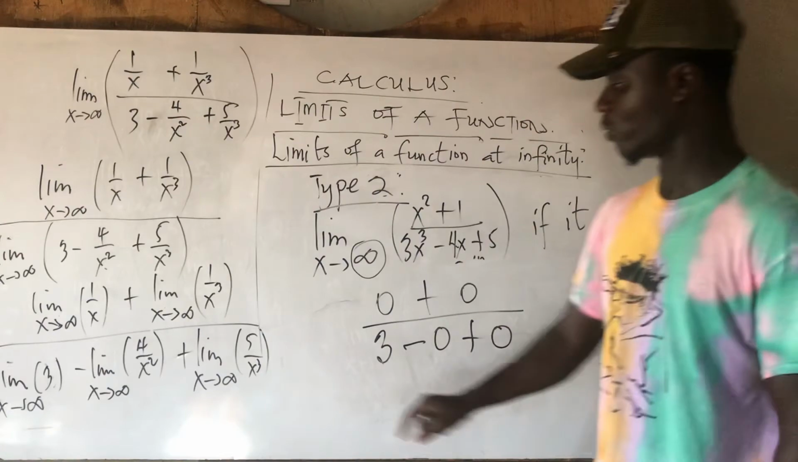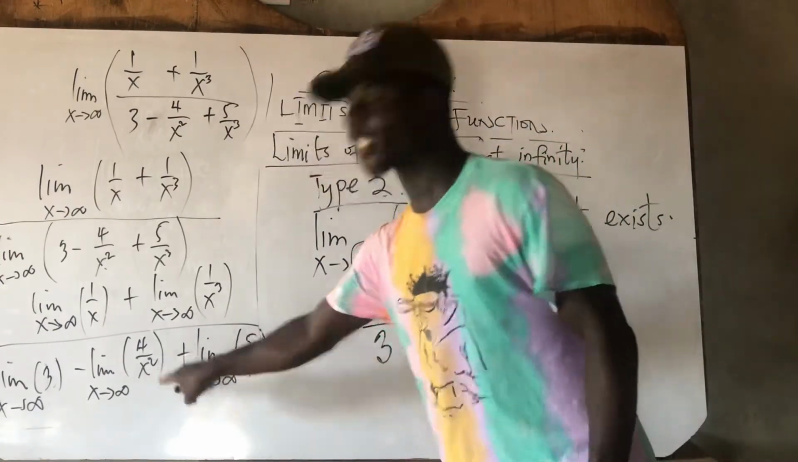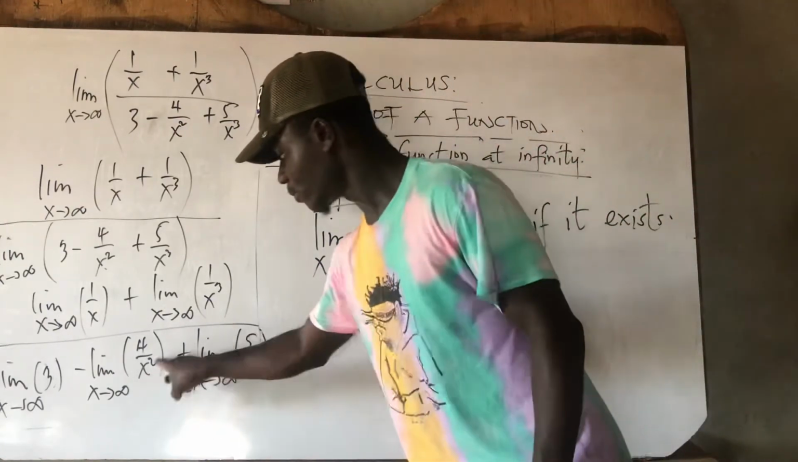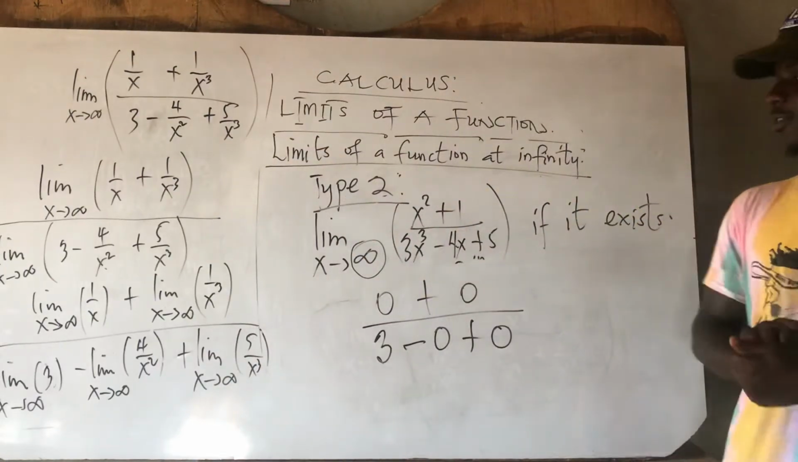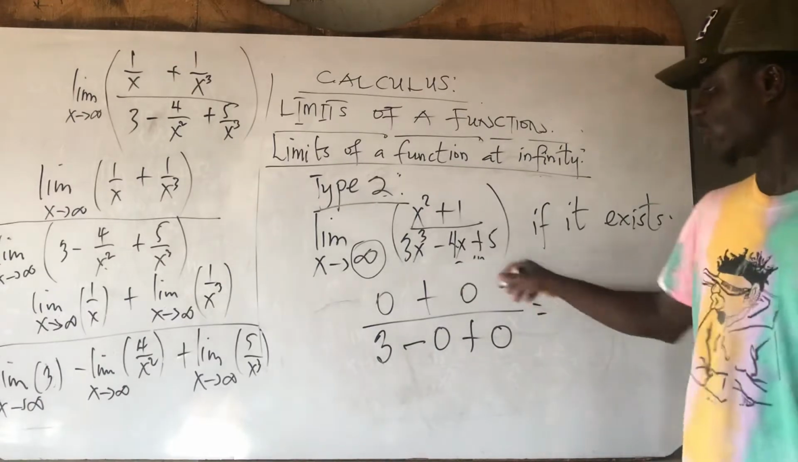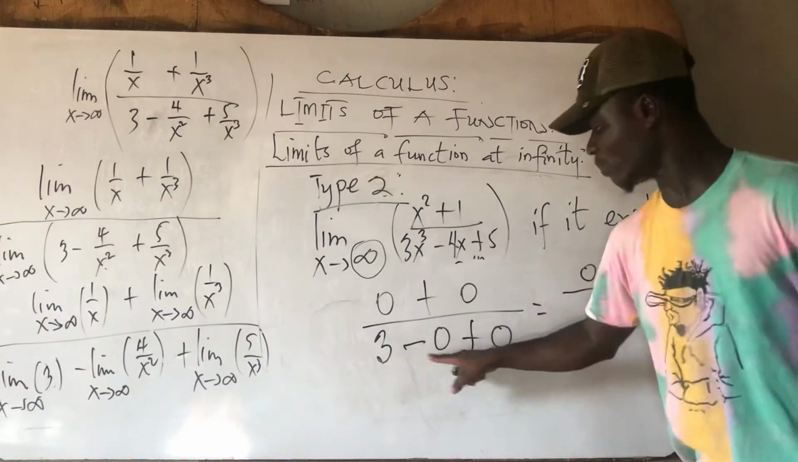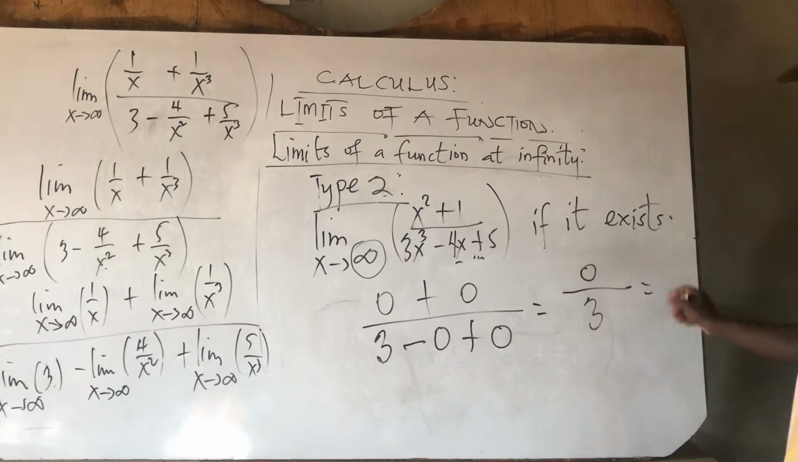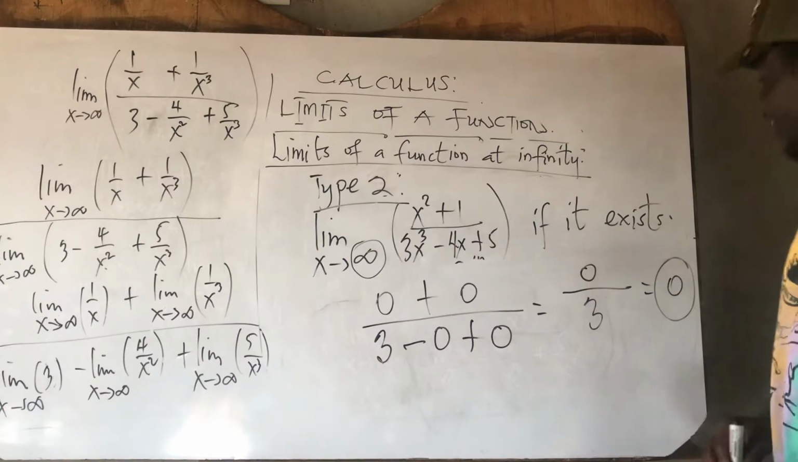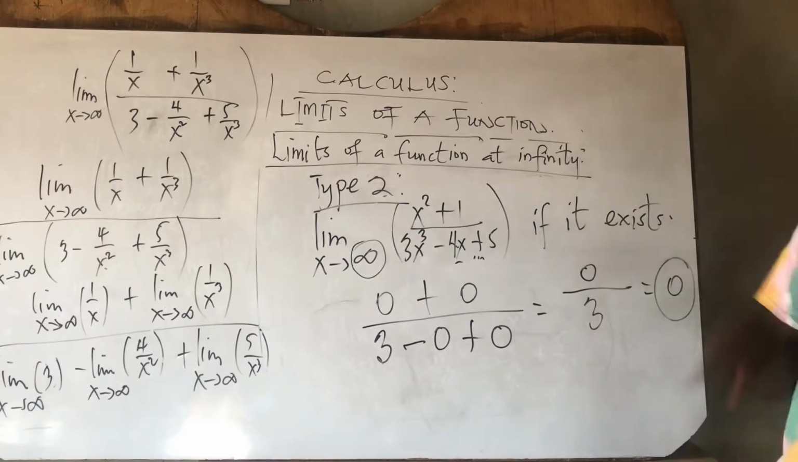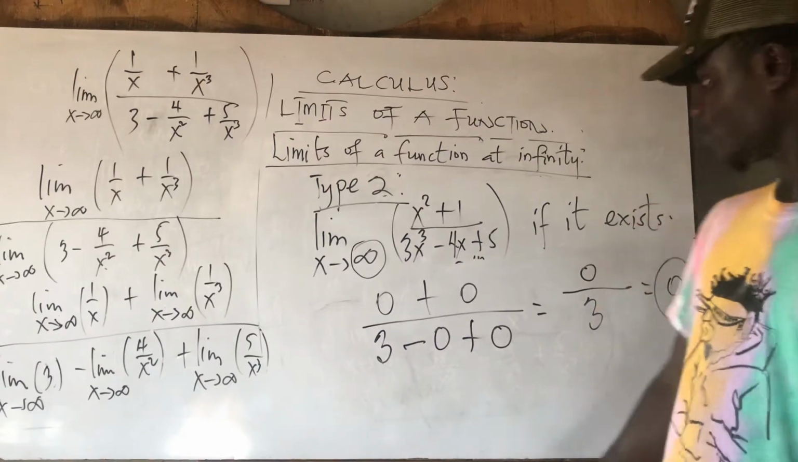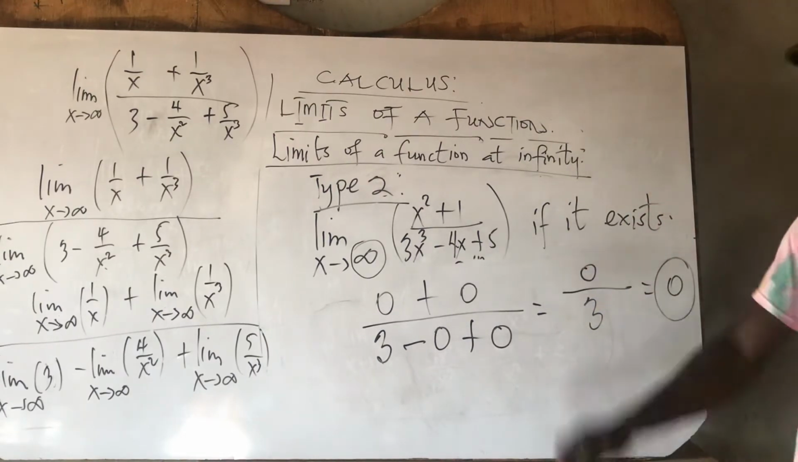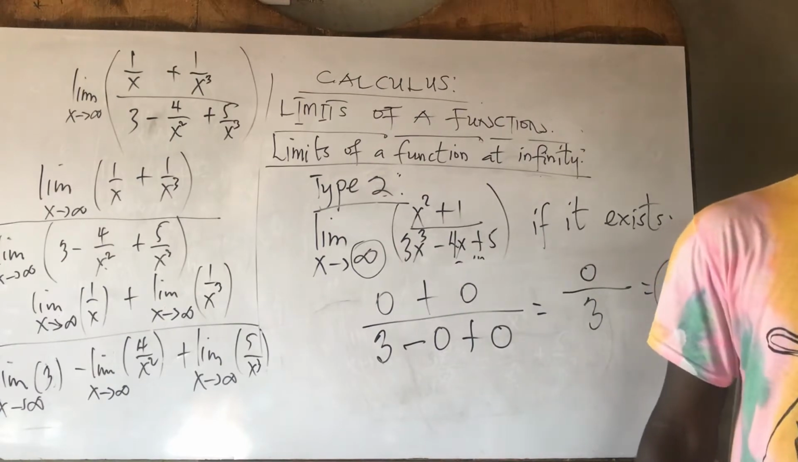We get 0. Because here is x cubed, here is x squared, an exponential function here. So the function will tend to 0. So we have 0 plus 0, which is 0, all over 3 minus 0 plus 0, which is 3. So we get 0 divided by 3, which is 0. So that's that. Very simple.